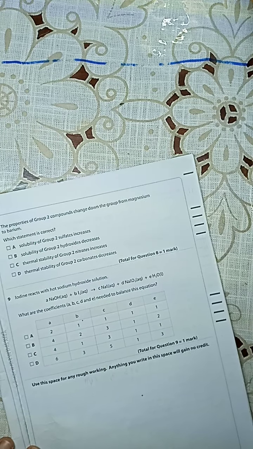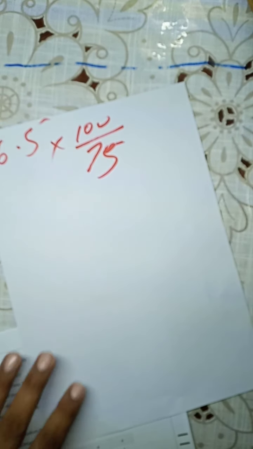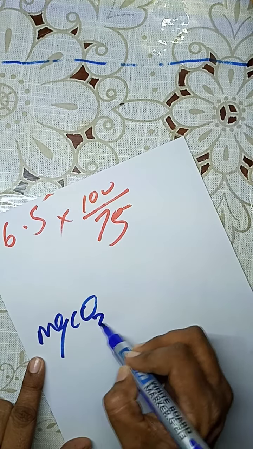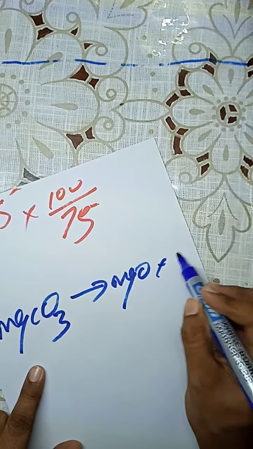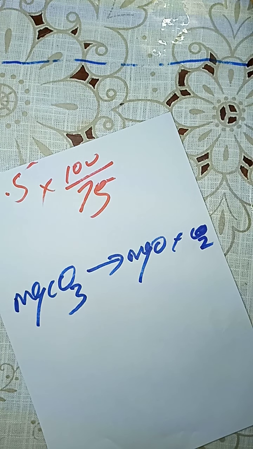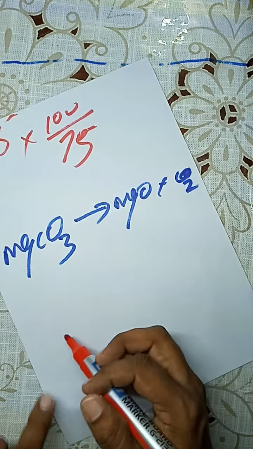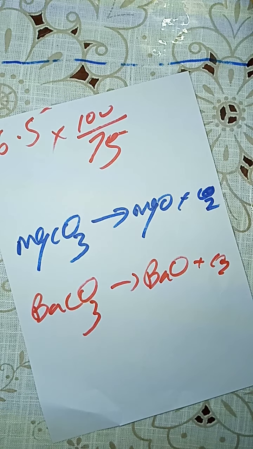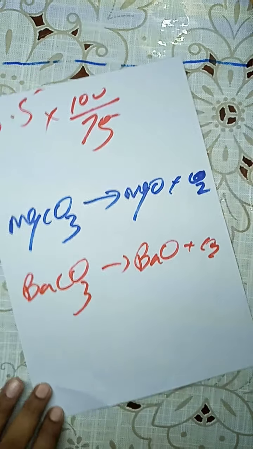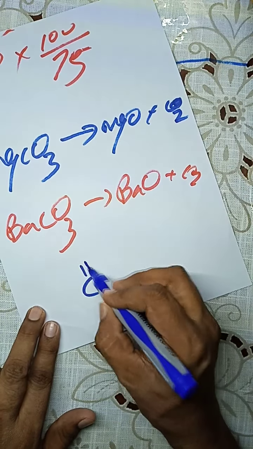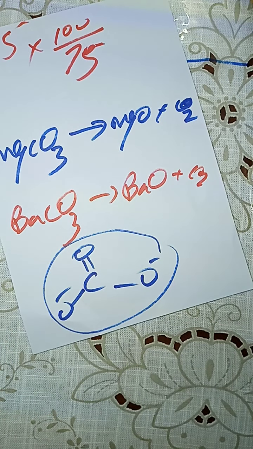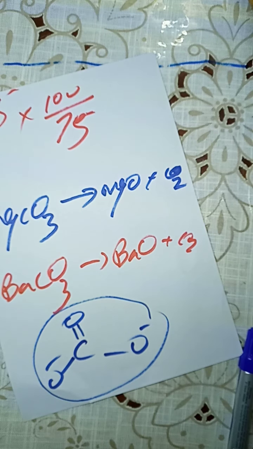Other than that, you have to compare the sizes of the respective carbonate and oxide. We'll take for example magnesium carbonate to magnesium oxide and carbon dioxide. We'll compare it with barium carbonate and barium oxide. Here carbonate is a relatively bigger, large anion out of the ions involved here.